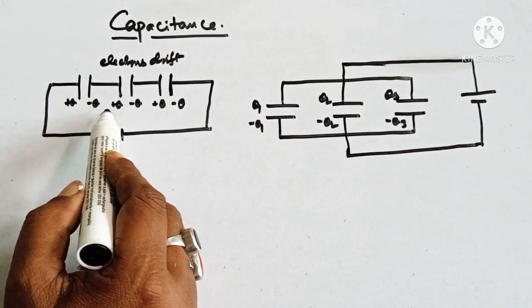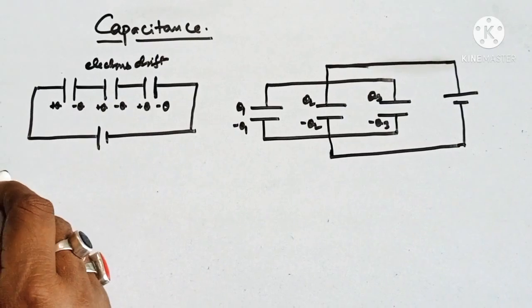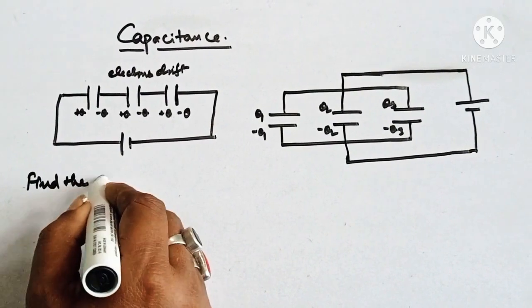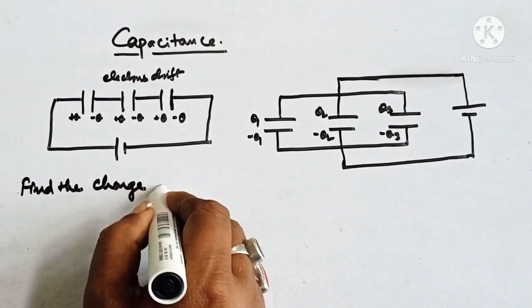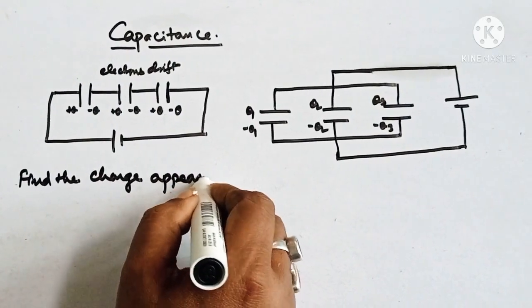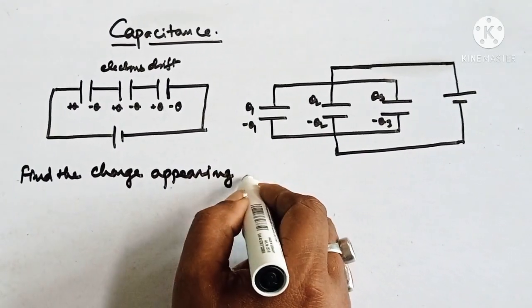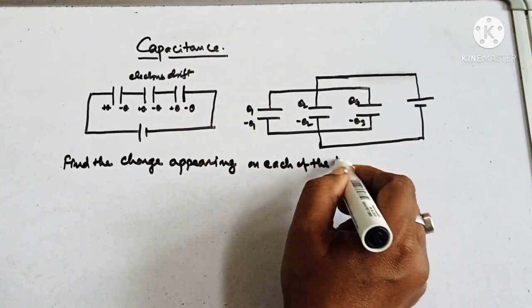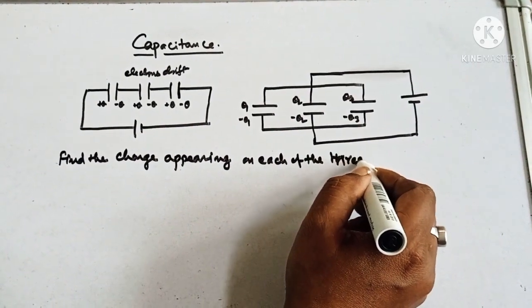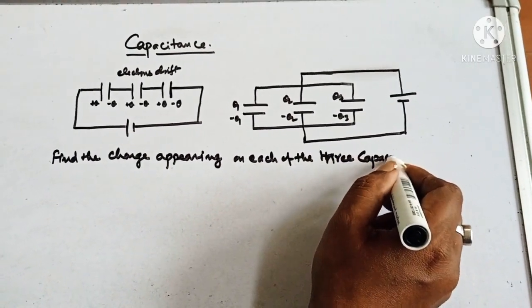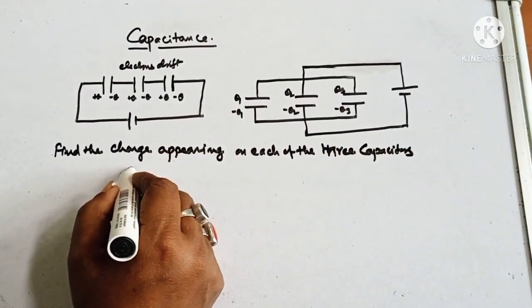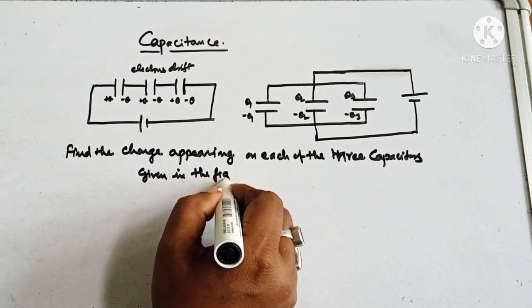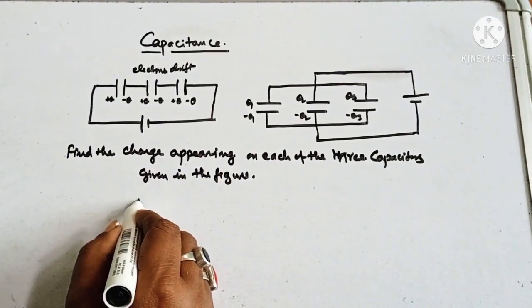So now the question is, find the charge appearing on each of the three capacitors given in the figure. Here you see the diagram.